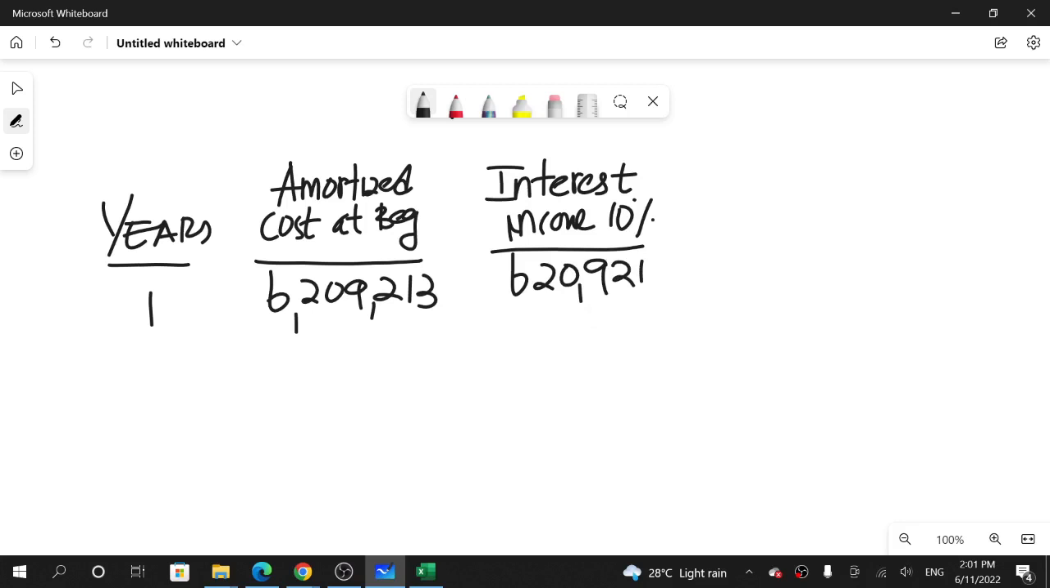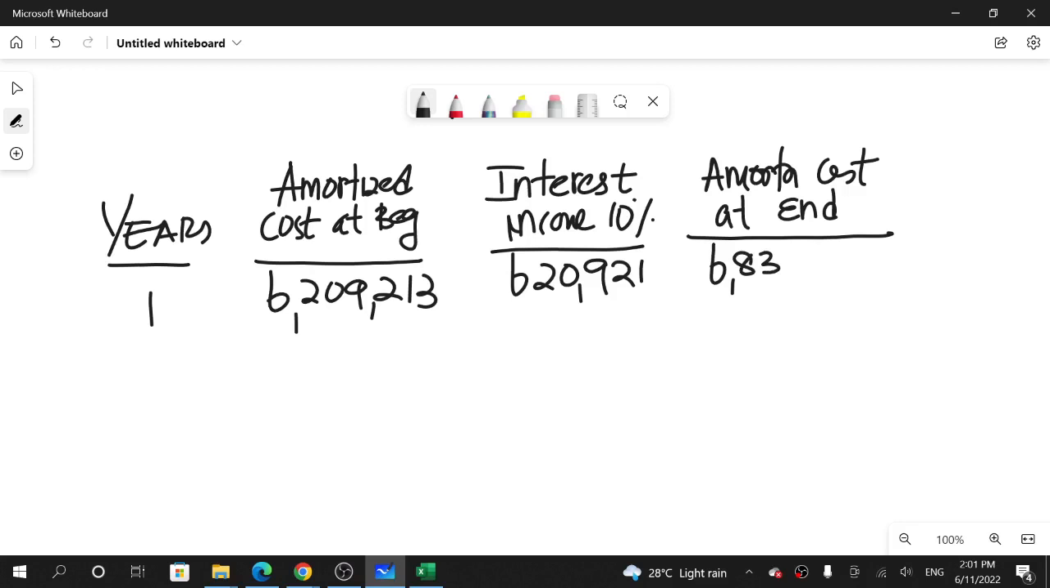There's no interest to be received, then you can take amortized cost at the end of the period. Amortized cost at end of the period, how much? You need to add this 6,209 plus 620,921, which become 6,830,140. So what you should do for this part, you want to recognize this as an interest income during the second period.